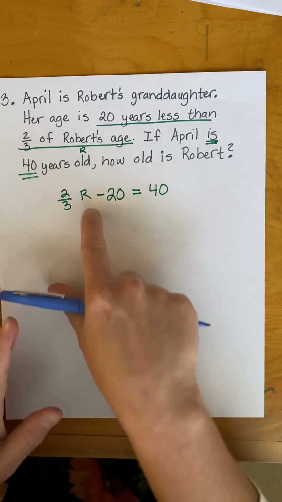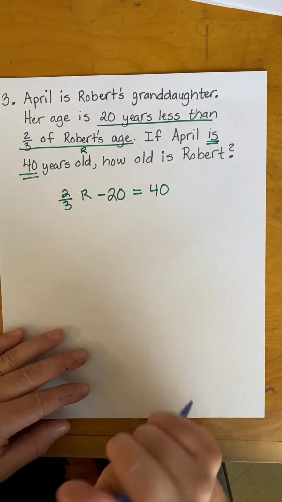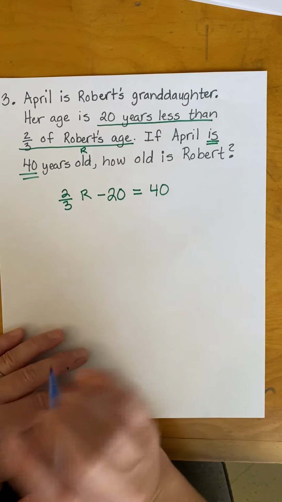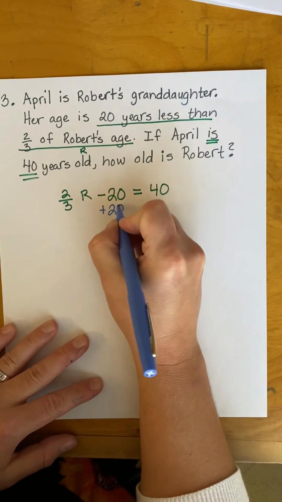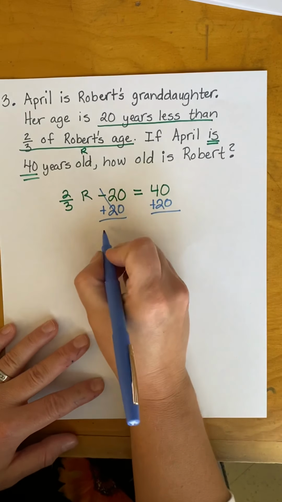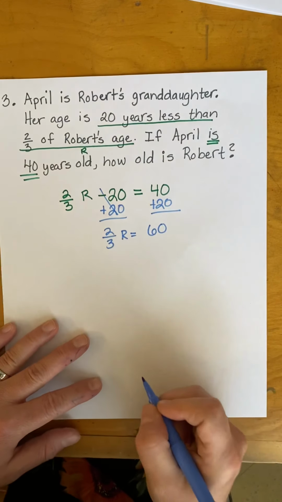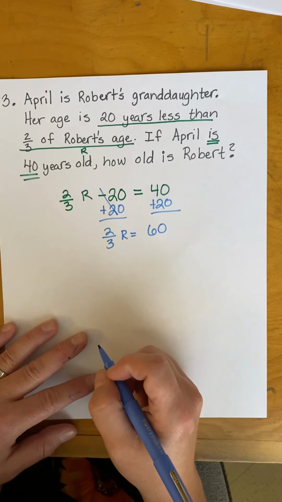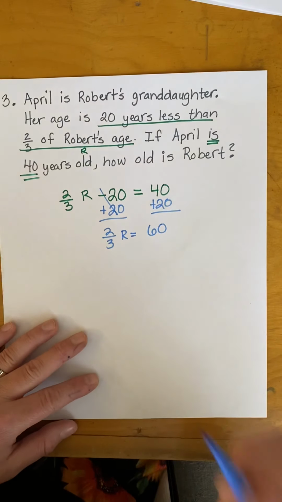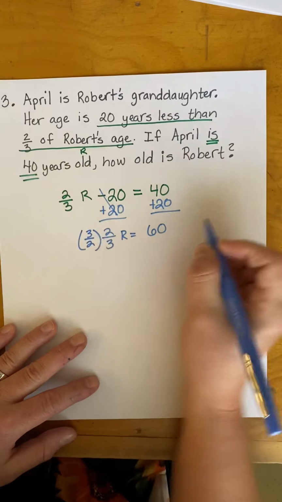So look at the side with the variable. I do addition and subtraction first, so I'm going to get rid of that minus 20. How do we get rid of a minus 20? We add 20. Whatever you do to one side, you must do to the other. This will cancel. Bring down your 2/3 R equals 40 plus 20 is 60. To get rid of a fraction beside a variable, you multiply by its reciprocal. So I'm going to multiply both sides by 3/2.